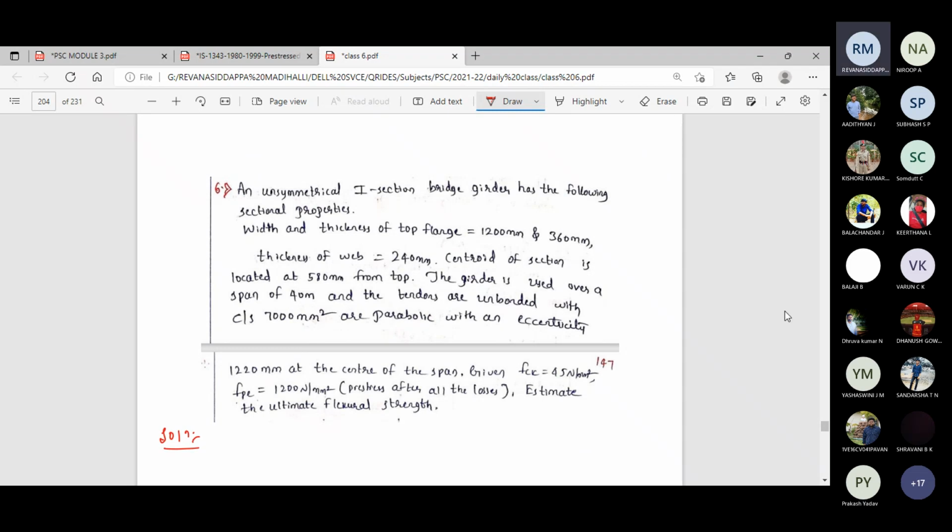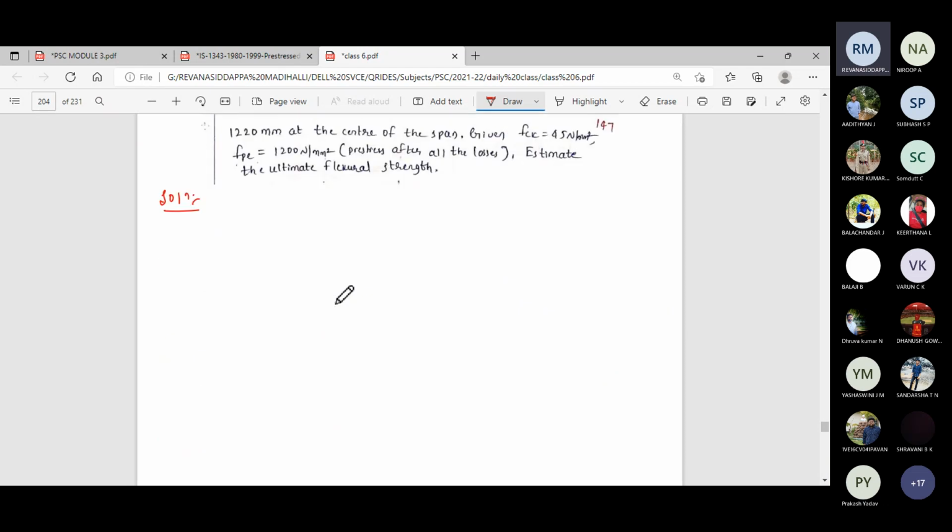Bridge girder has the following sectional properties. Width and thickness of top flange is given 1200 by 360. Then thickness of web is given, centroid of the section is given. Let me write the unsymmetric I section now.